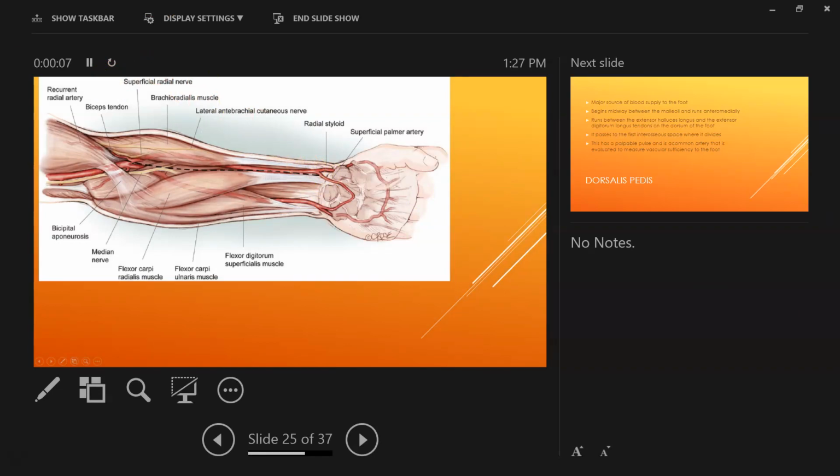So to repeat, the brachial artery bifurcates into the radial artery and the ulnar artery. Both the radial and the ulnar divide into a deep branch and a superficial branch. They join together to form two anastomoses. Both the superficial branch and the deep branch come together to form these palmar arches.